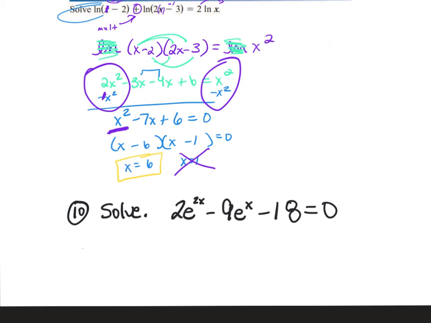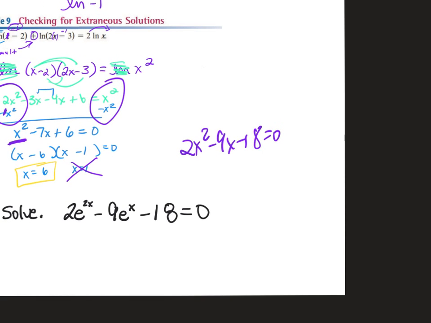Everybody in here, if I said to you 2x squared minus 9x minus 18, you would tell me to do what? Do the quadratic formula. No, don't do the quadratic formula. See if it does what first? See if it factors. So 2 times negative 18 gives me negative 36, right? That's what you're doing here.